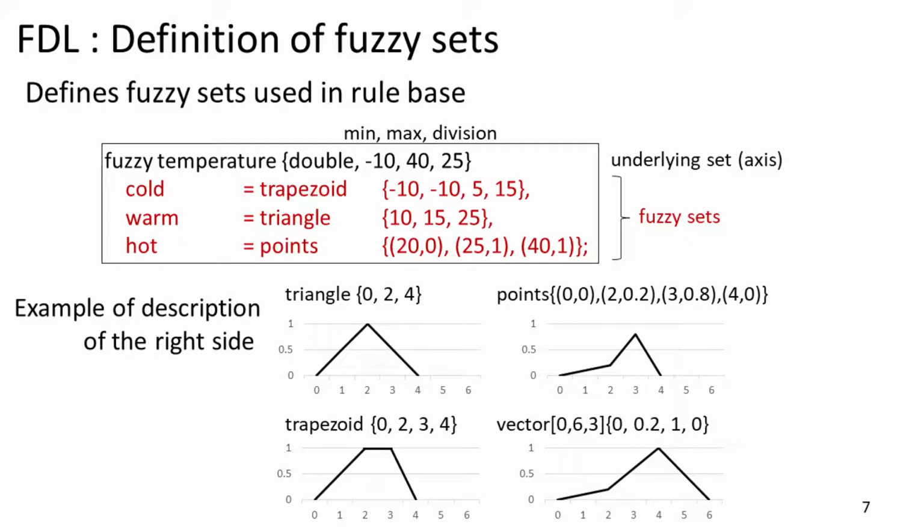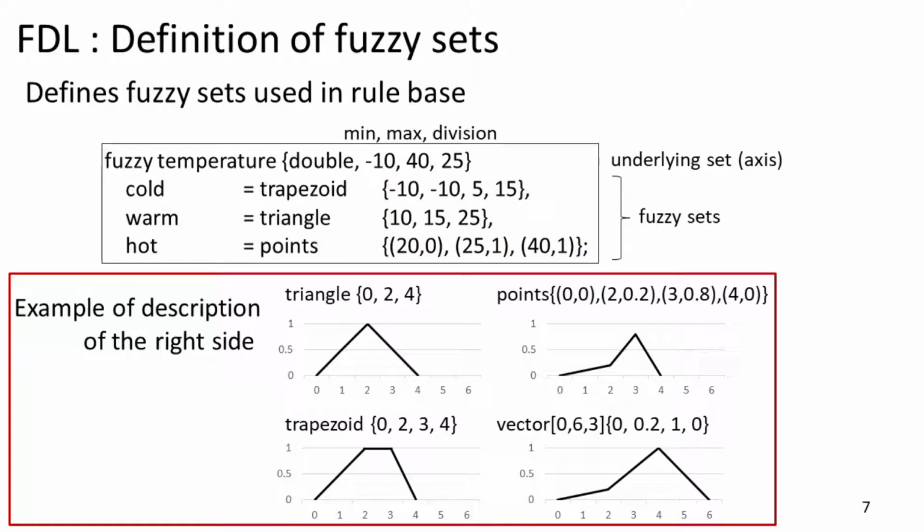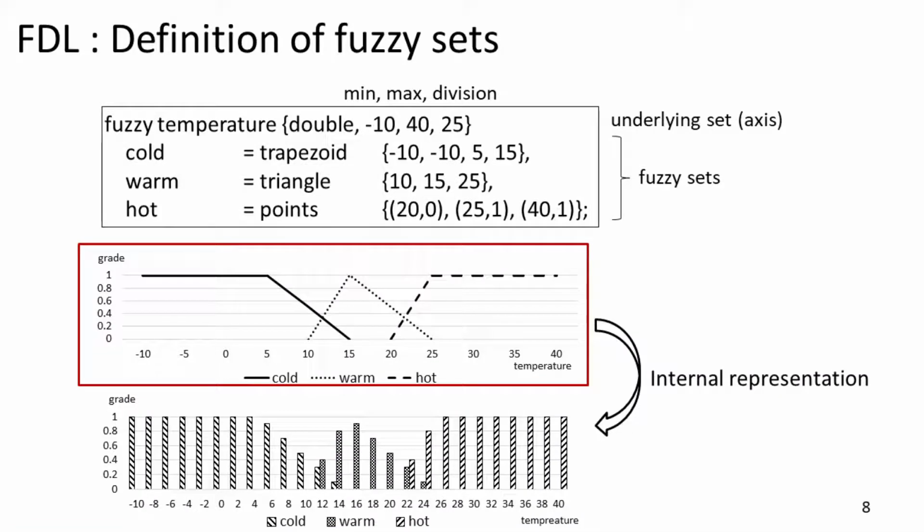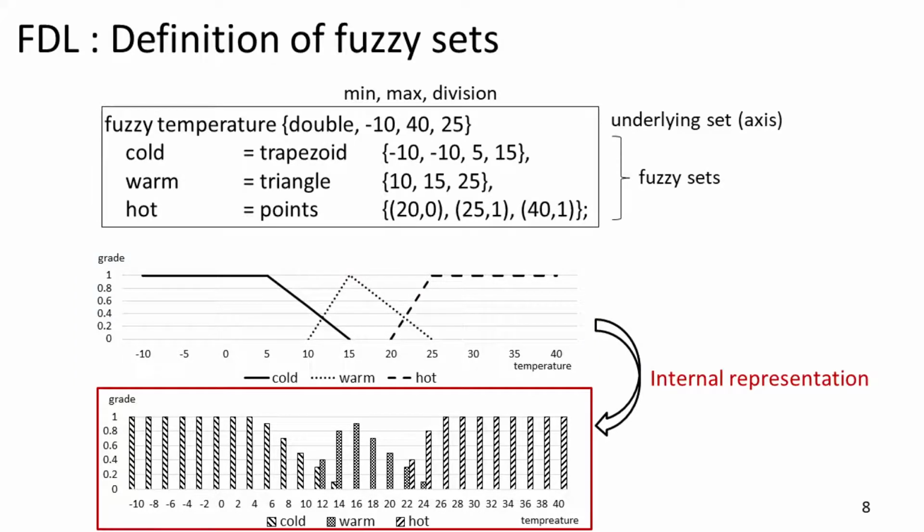The descriptions on the right sides are written using the description below. Programmers can define any fuzzy set using this description. This description means the graph in the center of this page. However, it is presupposed to calculate discretely using a number of divisions in FDL. Therefore, the internal representation of the fuzzy set is shown in the graph below.